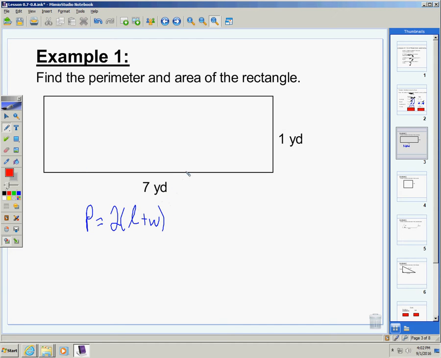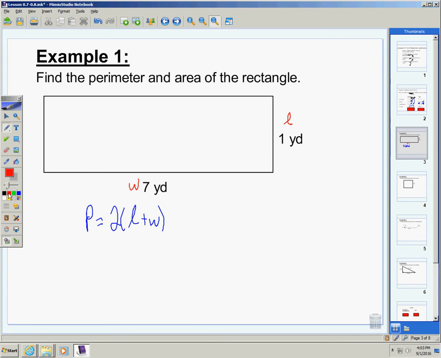And you probably are used to saying, well, the longer one's the length, the smaller one's the width, or the bottom one's the length, the one on the right is the width. It doesn't matter which one you use. I could have 7 be the length and 1 be the width, or you could switch it around and have 7 yards be the width and 1 yard be the length. Doesn't matter, you get the same answer either way. So I'm just going to leave this as width, 1 yard will be my length.